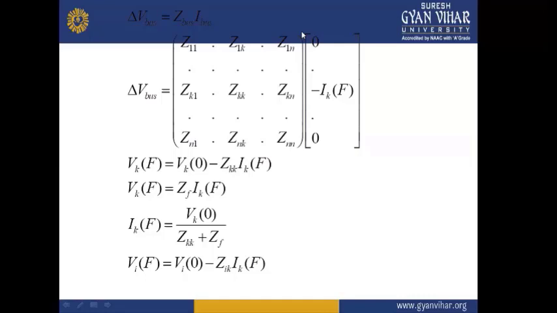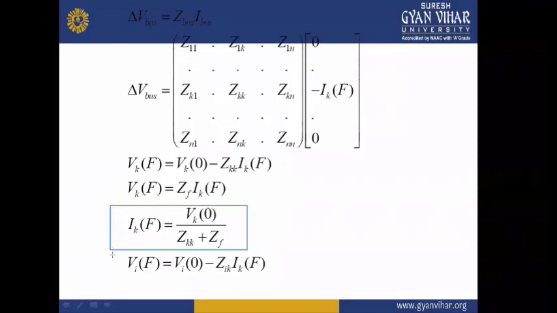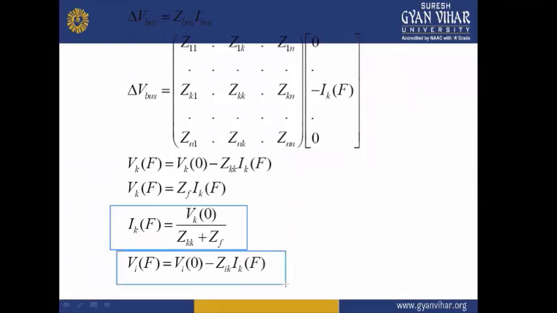Therefore, by this method, it is very easy to calculate the fault current and the fault voltages. Now, once we have the knowledge of this fault current and fault voltage, it will become very easy for the operator to identify the short circuit capacity or the ratings of the equipment that need to be connected in the system.